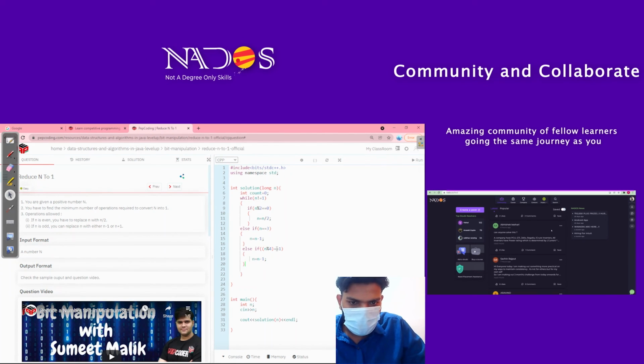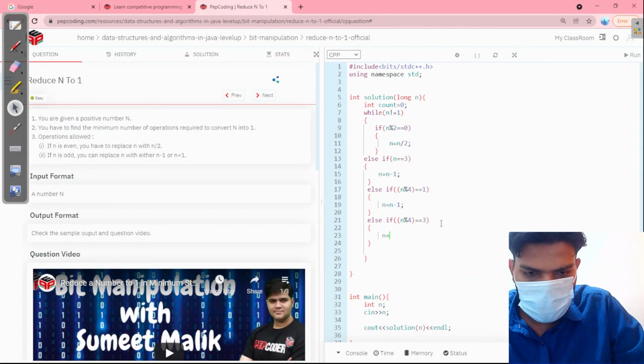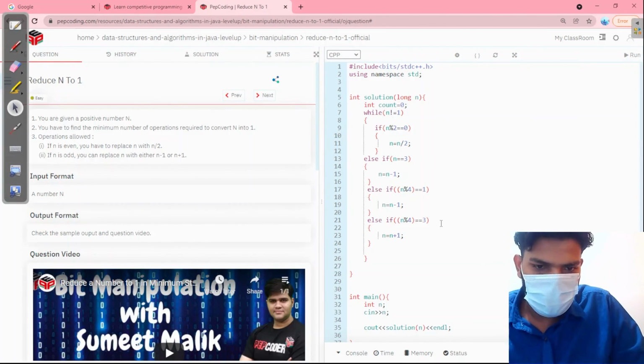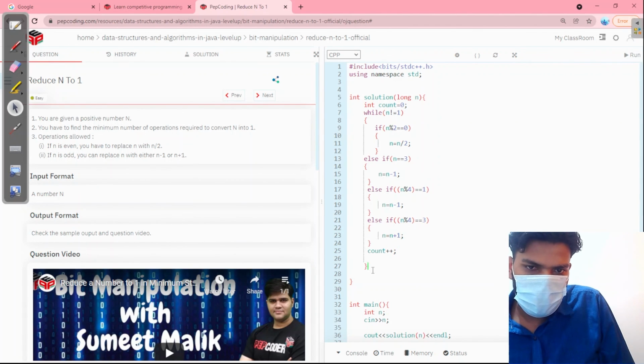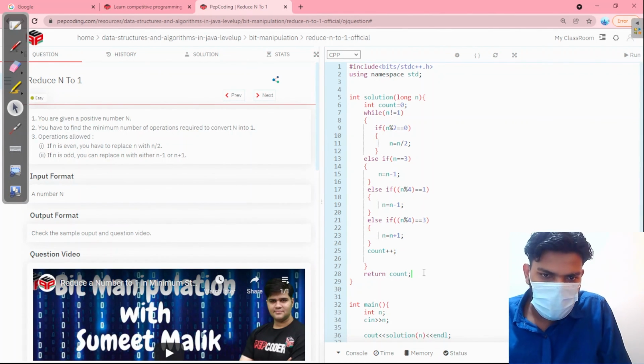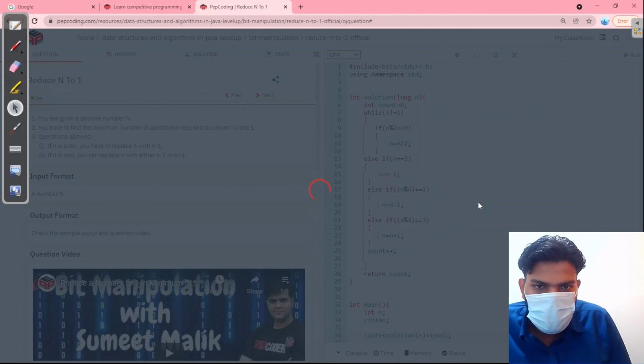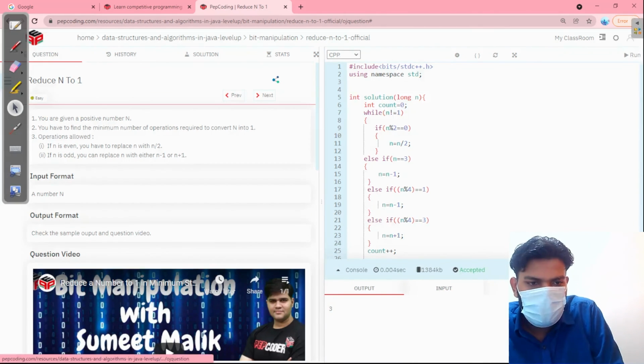After that, else if n percentage 4 equal to 3, then you have to increase the value with n equal to n plus 1. So this is better. And every time you increase the count. And then after that you just return the count. So I hope you understand everything. So I'm just going to run this question, accept it and submit it.